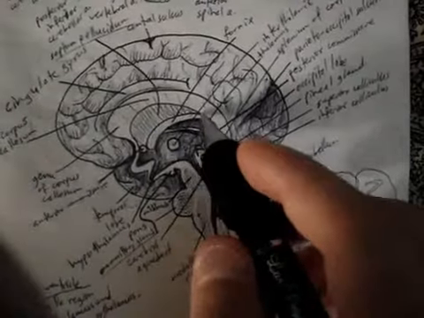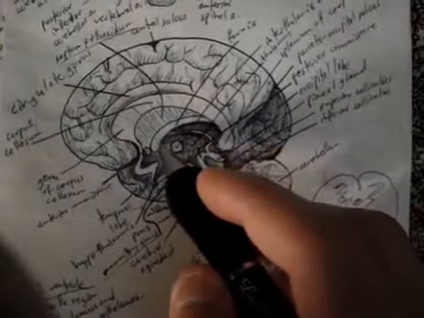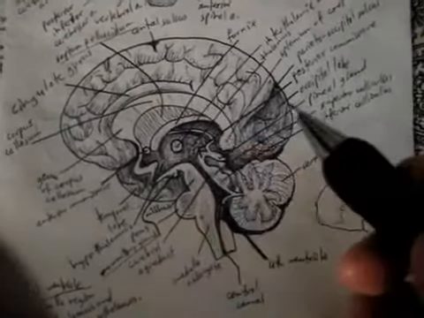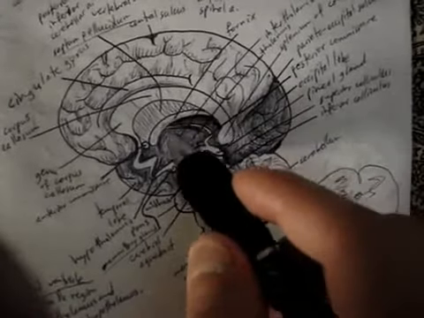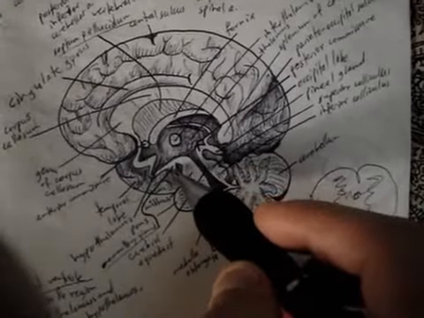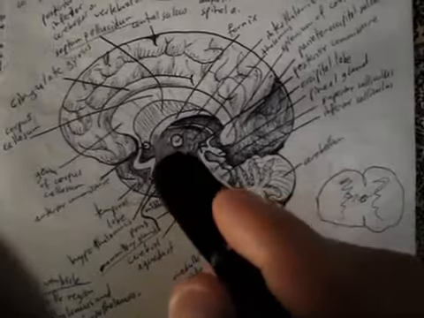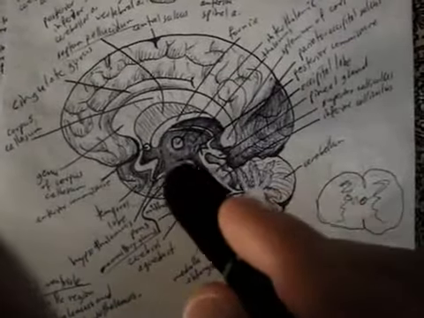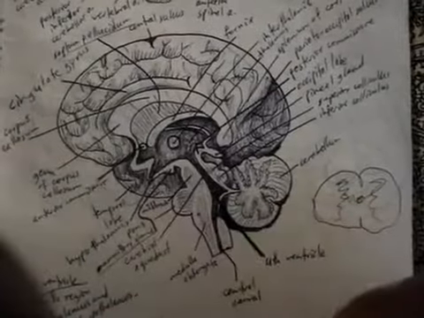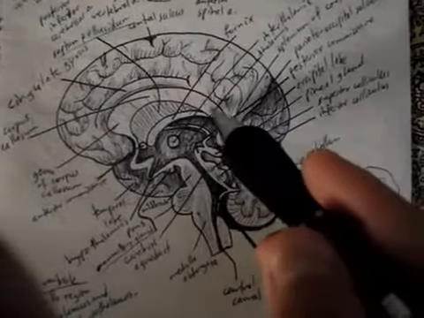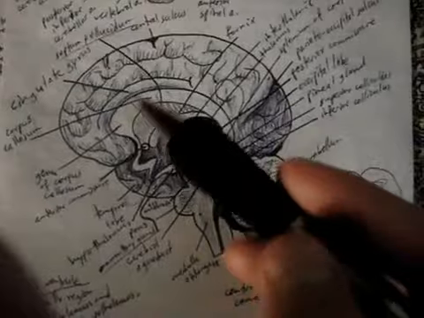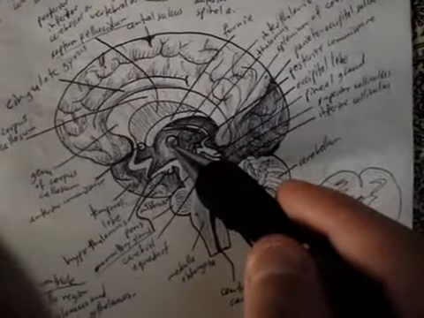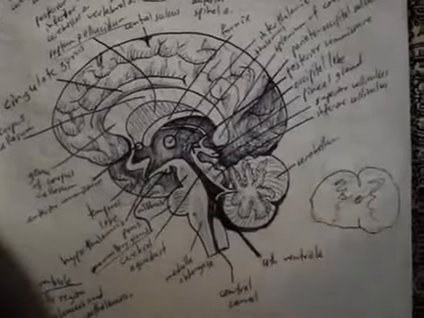The purpose of the fornix is that it connects the temporal lobe, remember the temporal lobe? The temporal lobe to the mammillary body. And also the purpose of the anterior and posterior commissures is to connect the two temporal lobes together. And the corpus callosum was to connect the two cerebral hemispheres together. And the purpose of intermediate mass was to connect the two thalamus together.